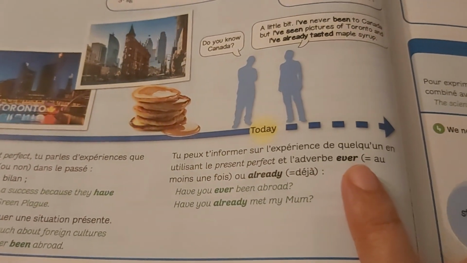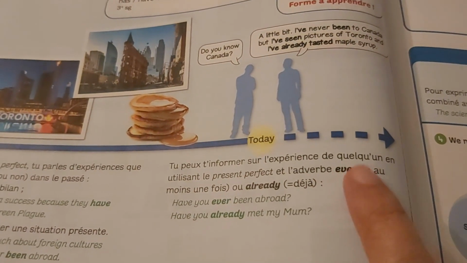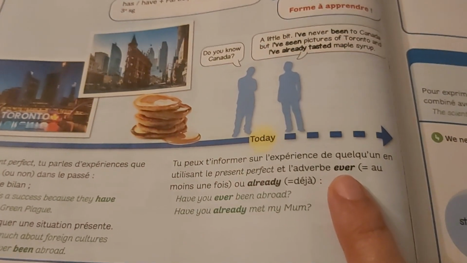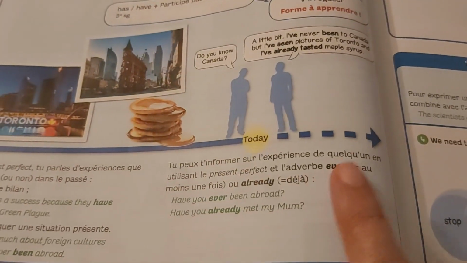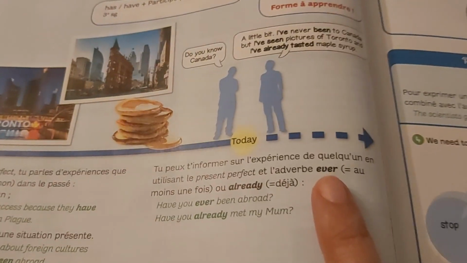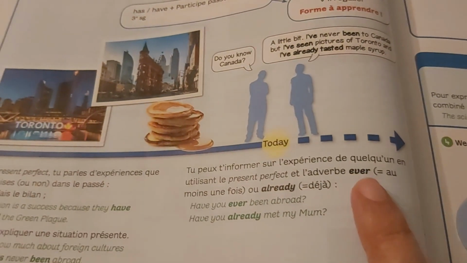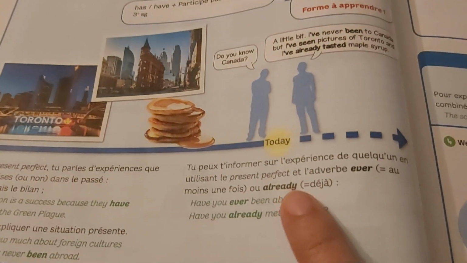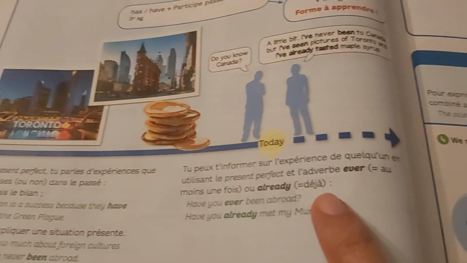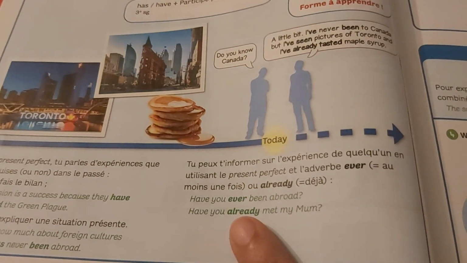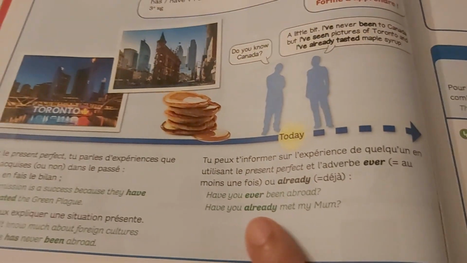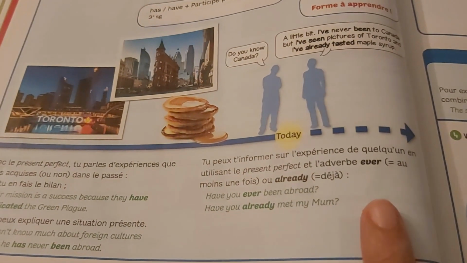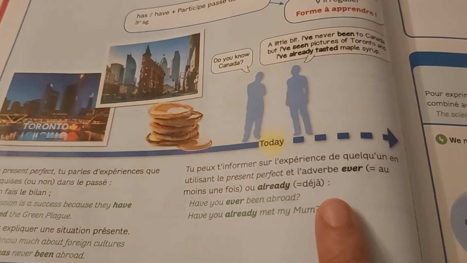Ever, we can use for positive affirmative sentences, but it's rare, so we often use it to ask questions. Donc ever, souvent on utilise pour poser la question. Okay, and already, normalement on utilise dans la phrase affirmative, mais ici quand même on peut voir une exception, on peut aussi utiliser pour la question. Have you already met my mom? Or have you ever been abroad?